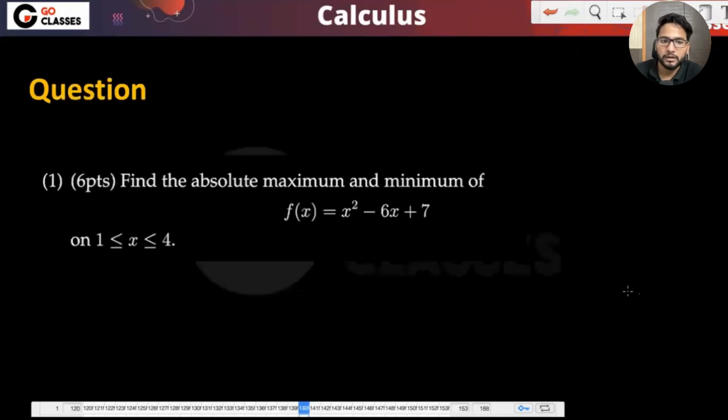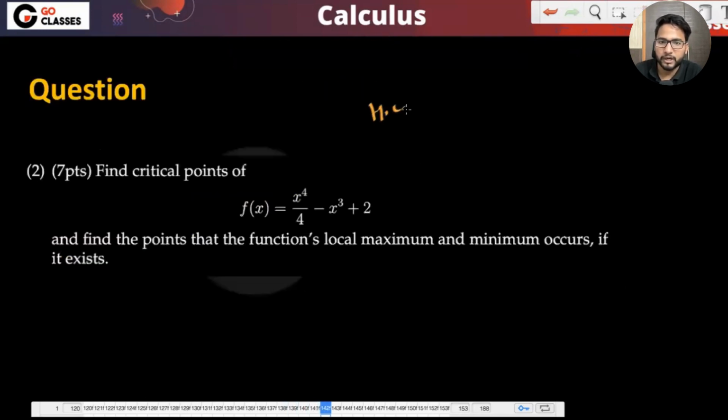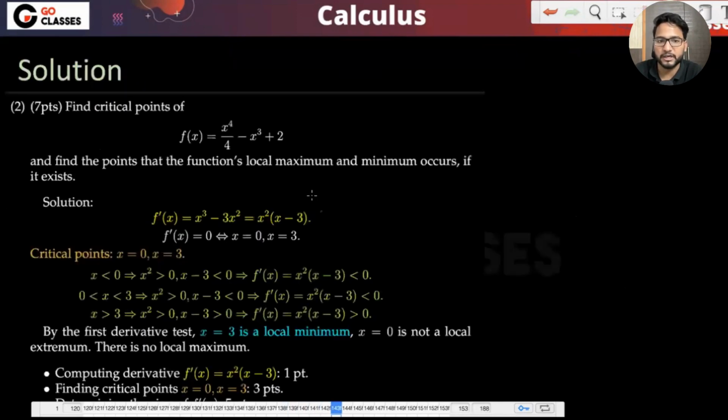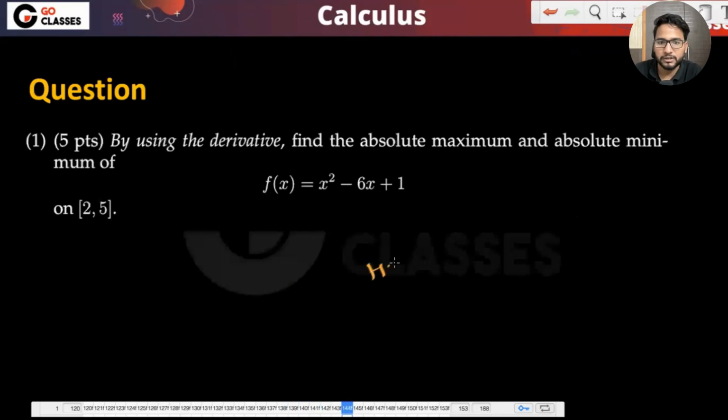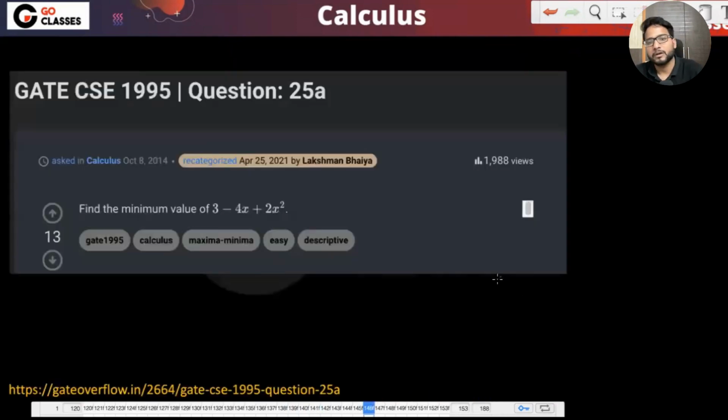I hope you can do it. Now you can do this question as homework. I have the solutions on the next page. This is again asking about local minimum and maximum, these kinds of things. I have the solution, so you can just do it as homework. You can do this question also as homework, right? This is easy. Find the minima.